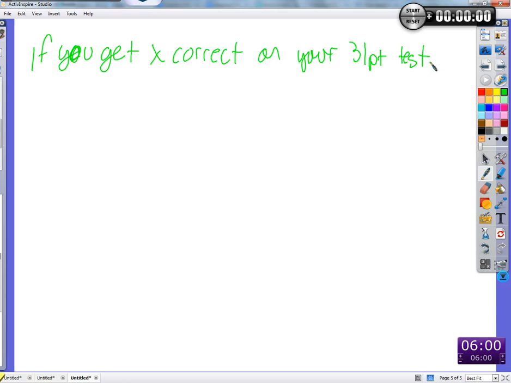How do we find a percent? Take the top and divide by the bottom. Okay, well, what's in the top and what's in the bottom? The number you can get is on the bottom, and how many points you got is on the top. You divide them. Okay. So we're dividing. How many can you get? 31. Okay. How many do you get right? X. Okay. Is that percent? No.